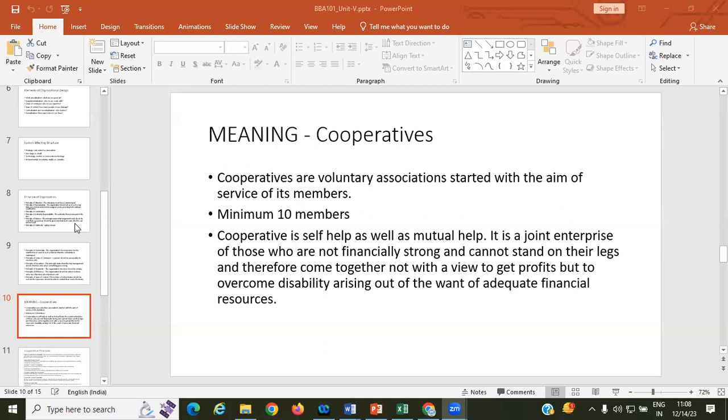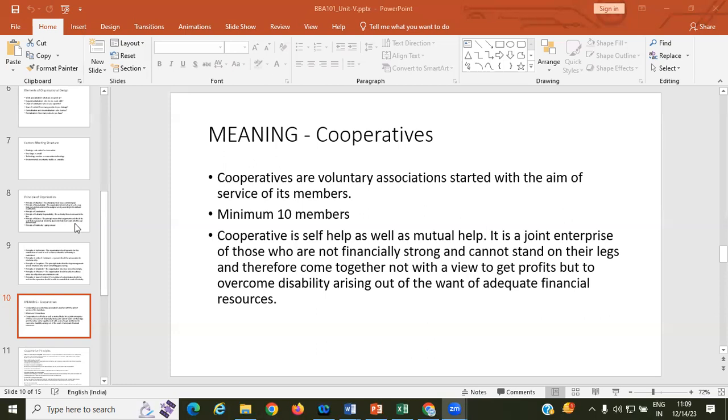If you go for registration of a cooperative society, a minimum of 10 members are required. Below 10, you cannot register, and you have to register under the Cooperative Society Act 1912. Cooperative is self-help as well as mutual help. It is a joint enterprise of those who are not financially strong and cannot stand on their own legs, and therefore come together not with a view to get profit.